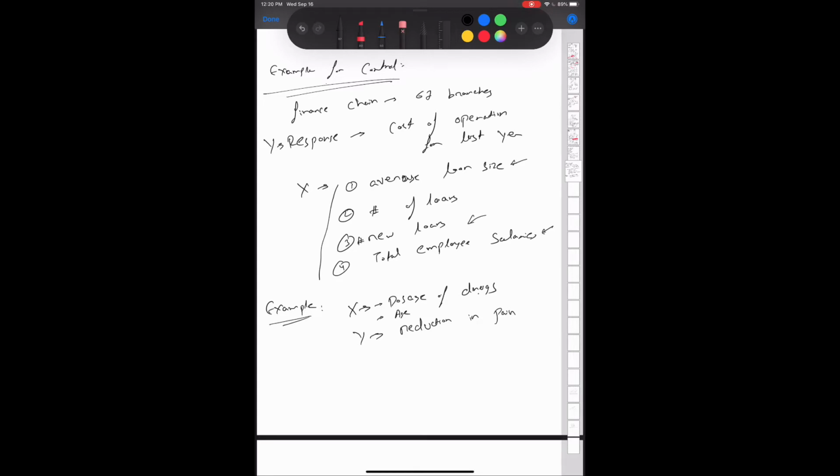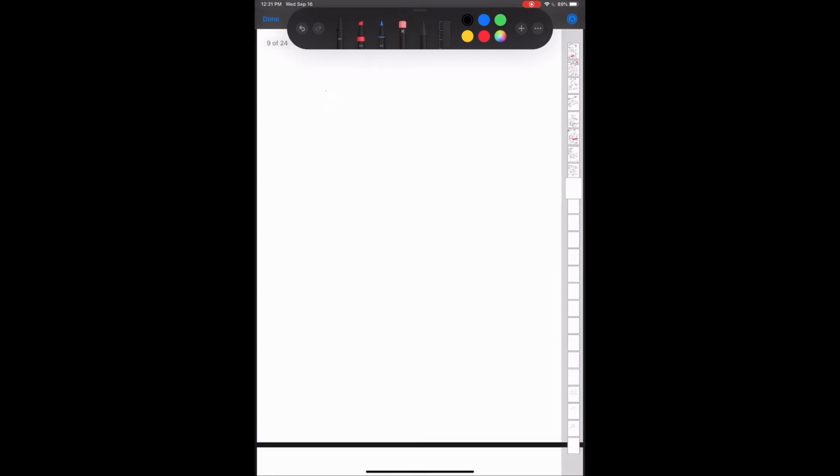So it's important to realize that what regression does is it studies the relationship between x and y, but it never says that x causes y. Okay. So there is a difference between a relationship and causality or causation. Right?